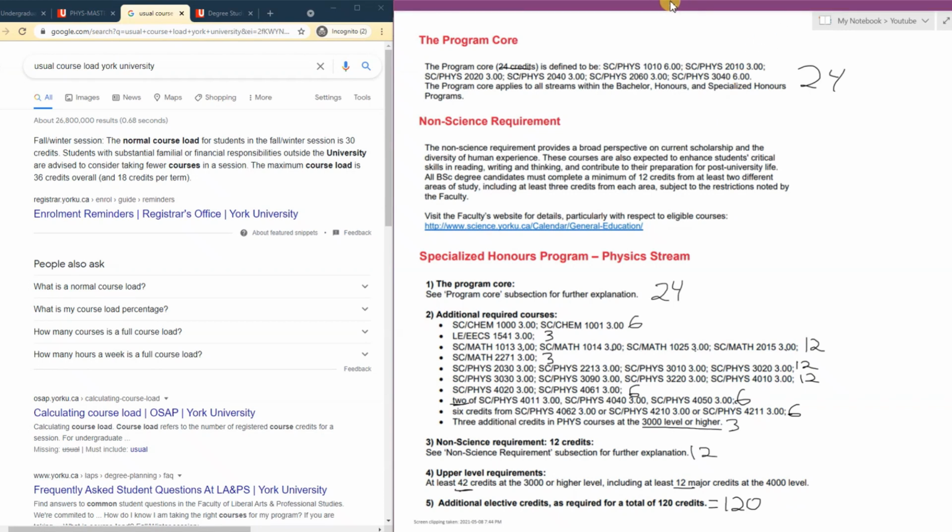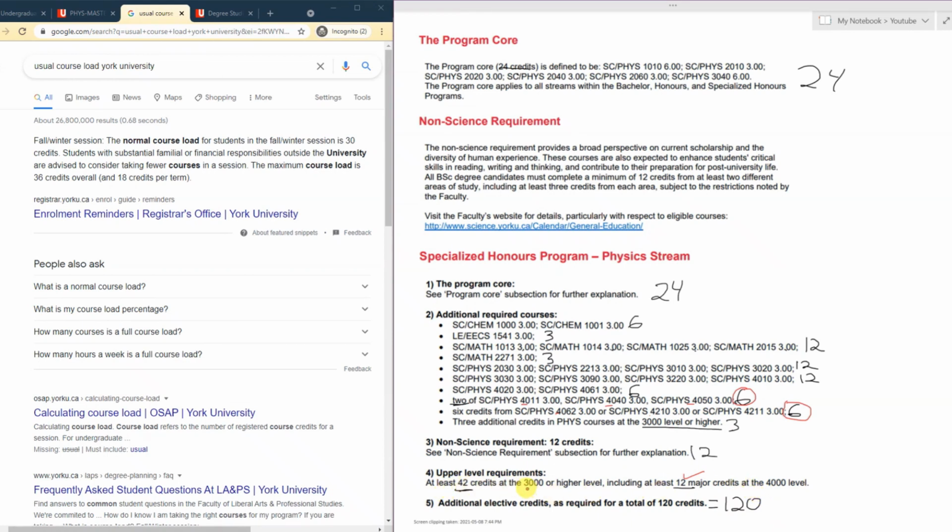So let's check our list. How many do we already have at the 4000 level? Well, we're picking 6 credits from this list of all 4000 credits. So that's 6. And this one here is also all 4000 level, and so is this one. So just by following the additional requirements for the physics stream, you already meet this requirement. You don't have to worry about that.